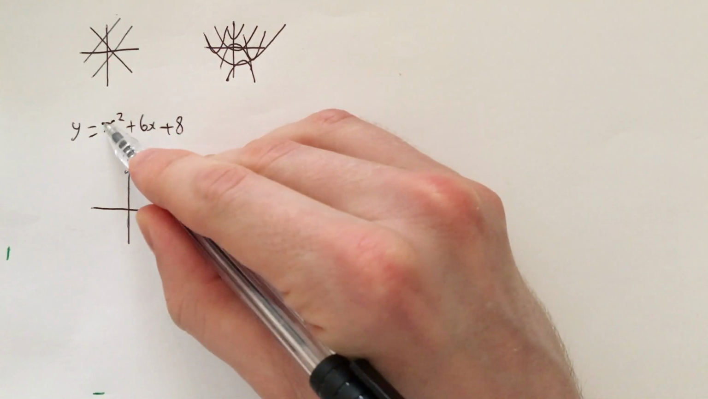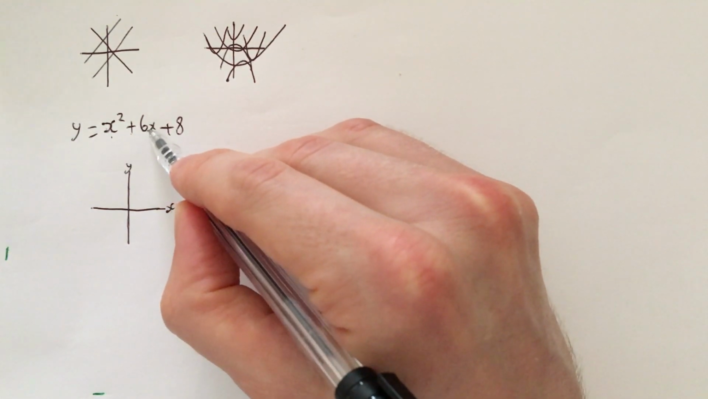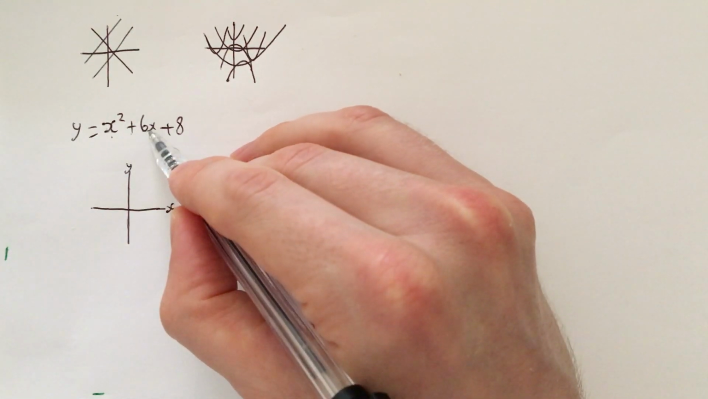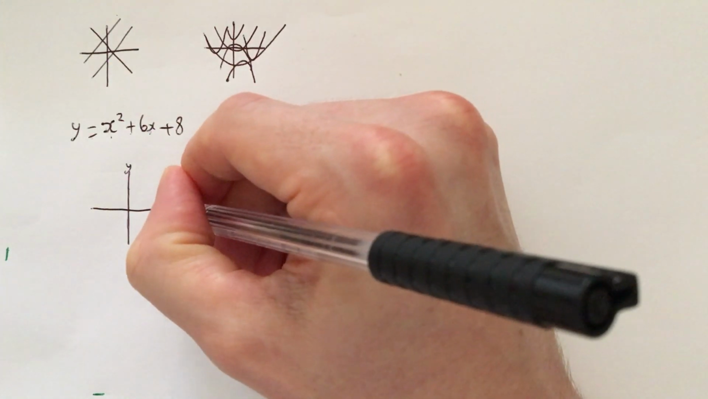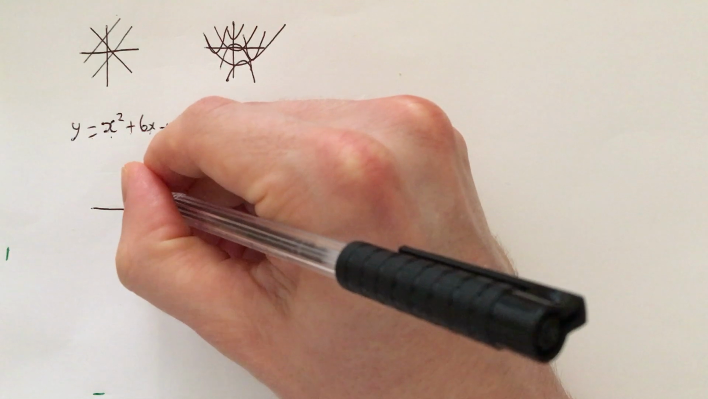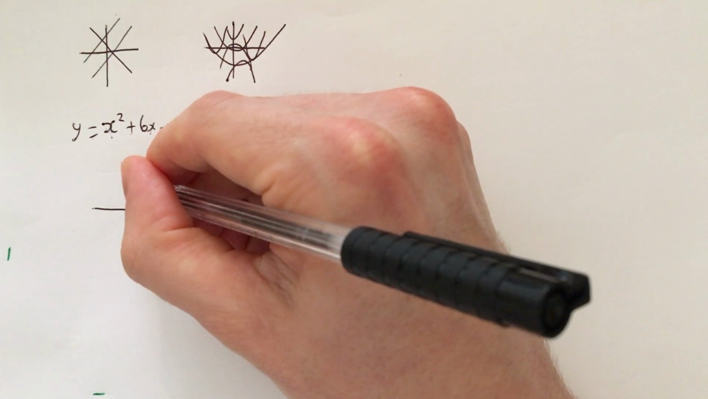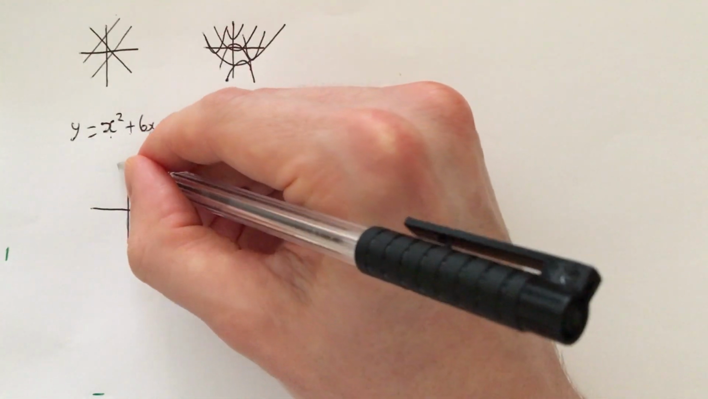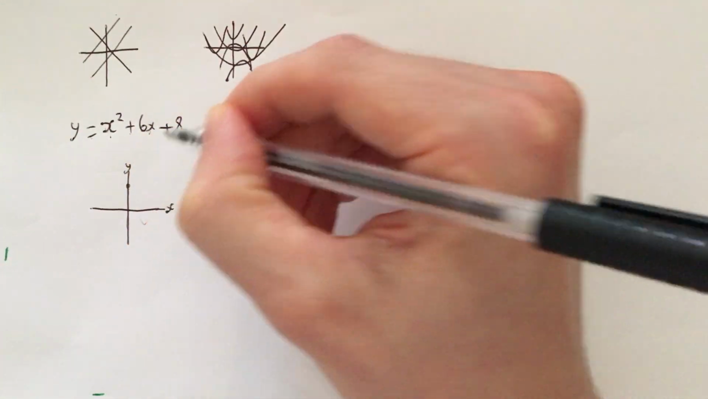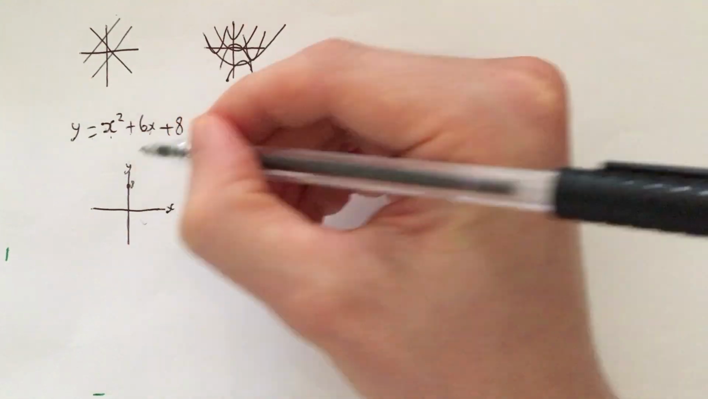So when x equals 0, 0 squared is 0, plus 6 times 0 is 0. So 0 plus 0 is 0. So y would equal 8. So therefore, when x is 0, y is 8. So that means that the graph is going to go through there. Now, because it's a quadratic, I don't know if it's going to look like this, or if it's going to look like this, or what it's going to look like. But it's definitely going to go through that value there of 8.